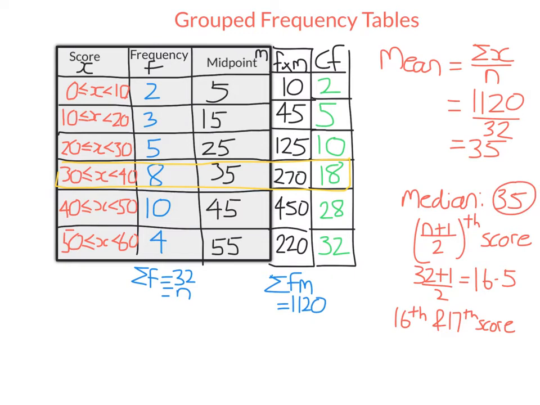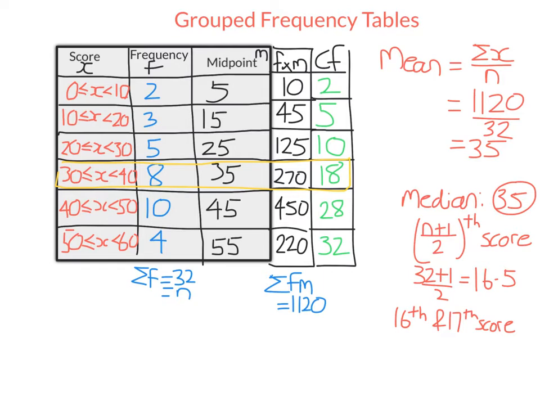I know that these calculations with grouped frequency tables are a pain. They take a long time. So for the median, use n plus 1 on 2. That tells you which score is the middle score, and the cumulative frequency column can help you locate that score. If it's the 16th or 17th score, you find which group that score is in, and the midpoint of that group is the median.